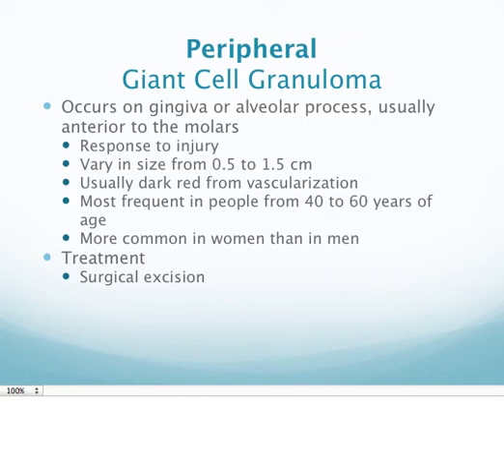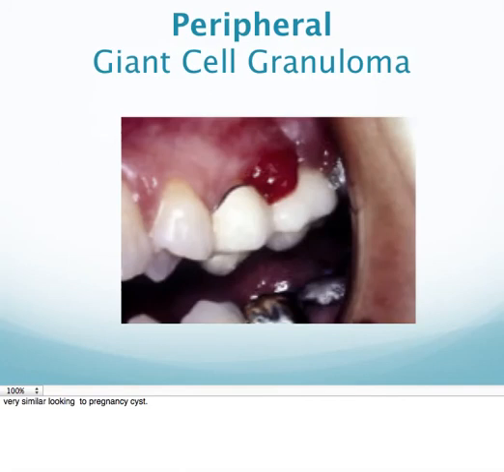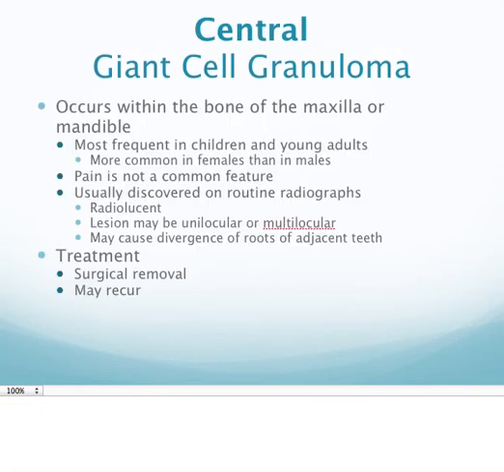And obviously the way to get rid of it is to excise it, because remember, it's outside of the bone. So there's a picture of it right there, peripheral giant cell granuloma. And be careful with this one because it's very similar to pregnancy cysts. It looks a lot like it.